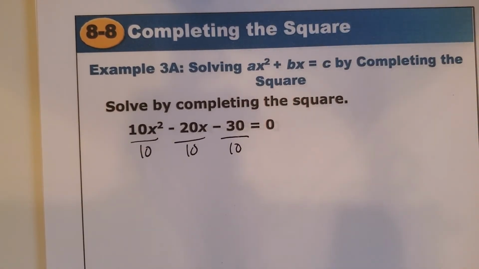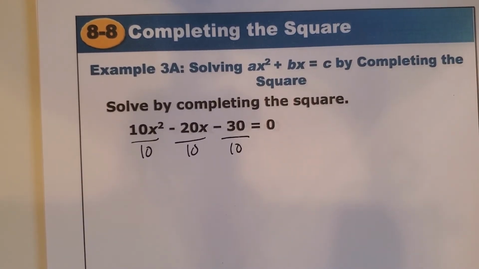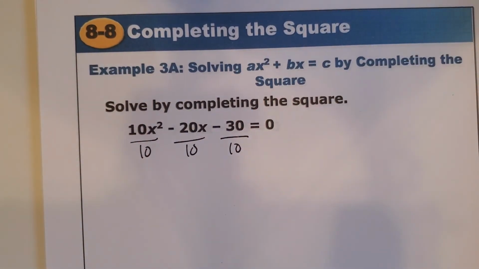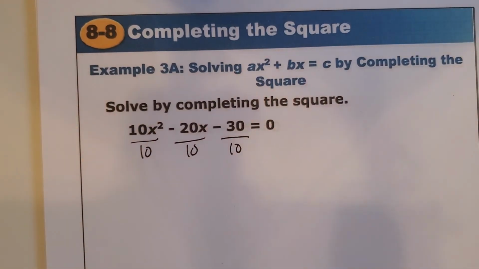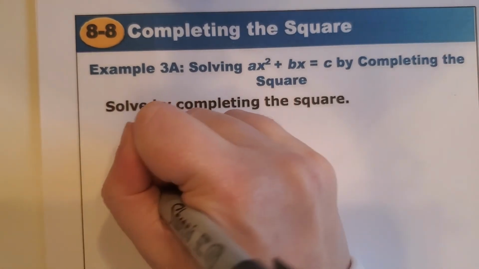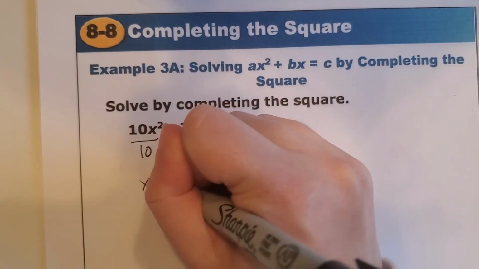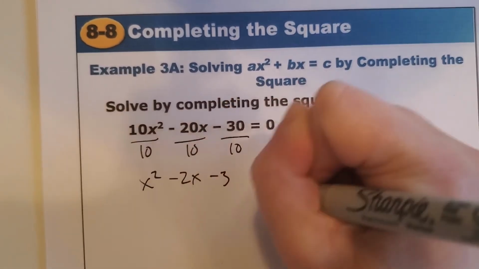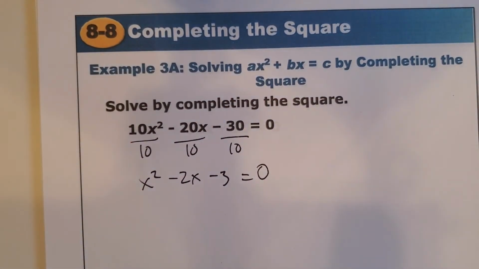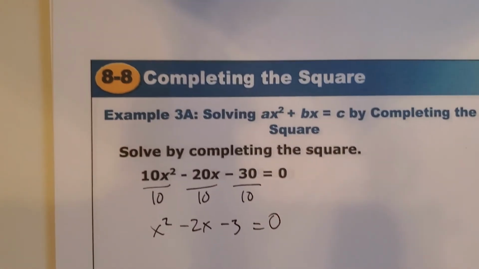The point I was trying to make was I will be nice, especially since online learning is still kind of in a weird spot. I don't think I'm going to give you anything where all of your terms will not be divisible by whatever the leading coefficient is. So something like this, where you can easily do everything divided by 10. This gets you x squared minus 2x minus 3 equals 0. And then it's the exact same thing that we just did, okay?